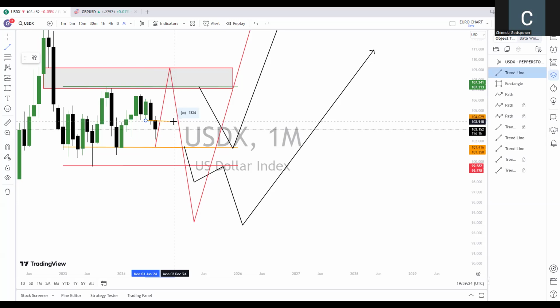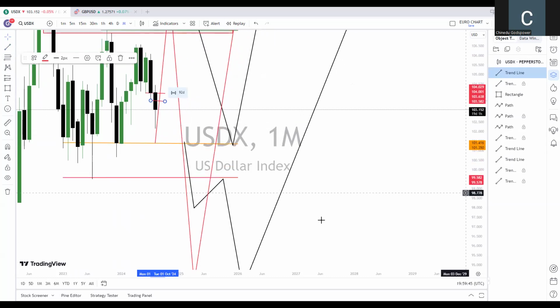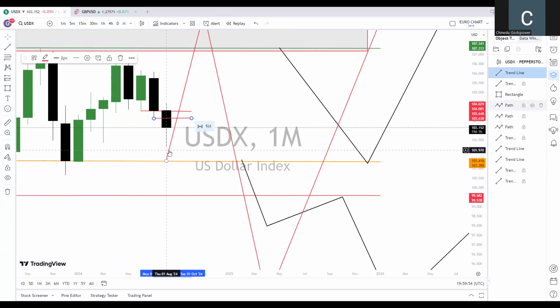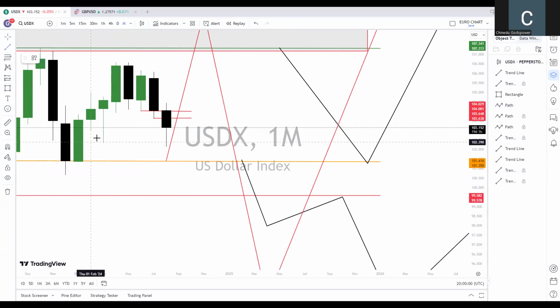Look at this low that has been taken out and was used as support turned resistance, also as an opening price. This low was also taken out. This previous low was taken out. I want us to see this. This previous low was taken out too. And this is a recent month, August. August has not ended, so we cannot conclude. So now, this is also a low of a previous month that has also been taken out.